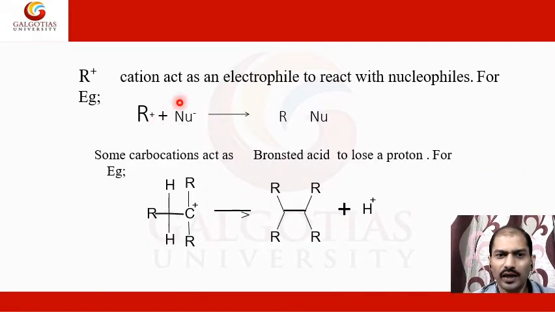So they can react with nucleophiles if there is any nucleophilic group in the reaction, so they can get attached with the nucleophile. Some carbocations act as a Brønsted acid to lose a proton. So here you can see some are losing the proton and keeping their electrons. So they are releasing a proton, acting as a Brønsted acid as well.